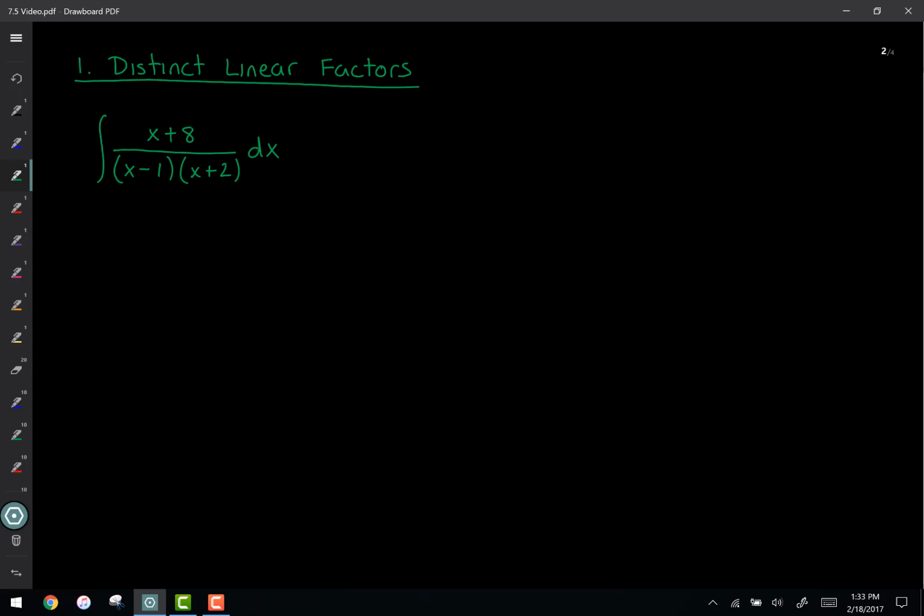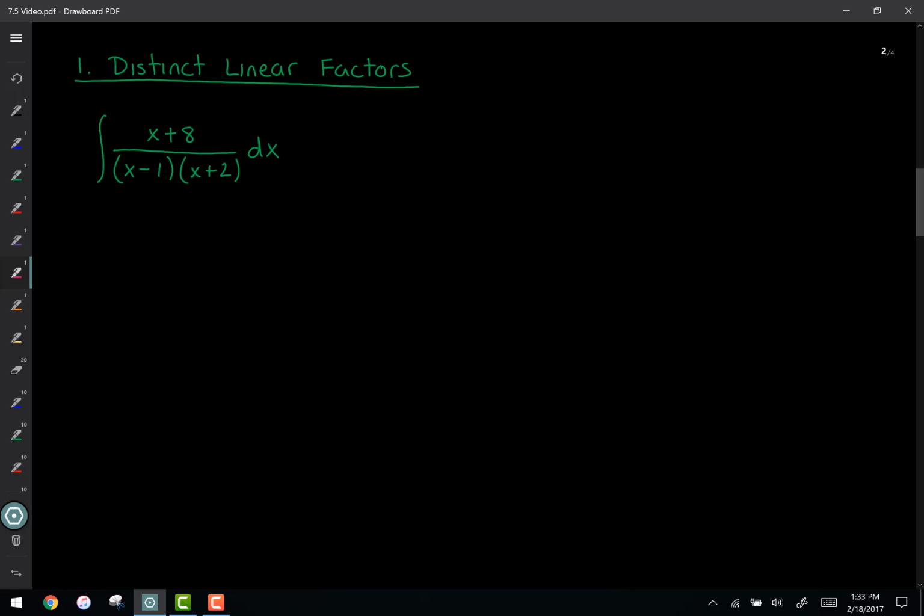So let's take a look at this first example. We want to integrate x plus 8 over x minus 1 times x plus 2. What we mean by distinct linear factors is I have 2 factors in the denominator, and these are linear, and they are distinct, meaning they are different. So we don't have an x minus 1 times an x minus 1, because that would be x minus 1 squared, and that's a repeated linear factor. We'll look at how to deal with that in a minute.